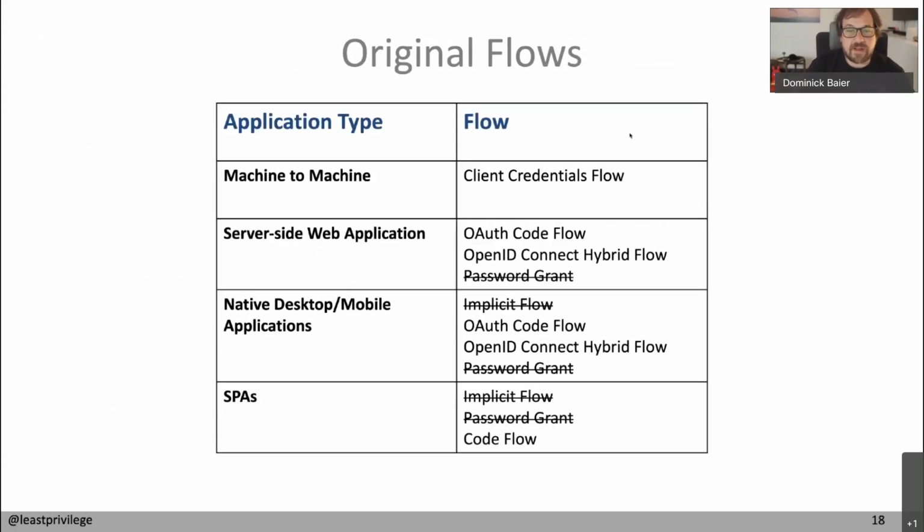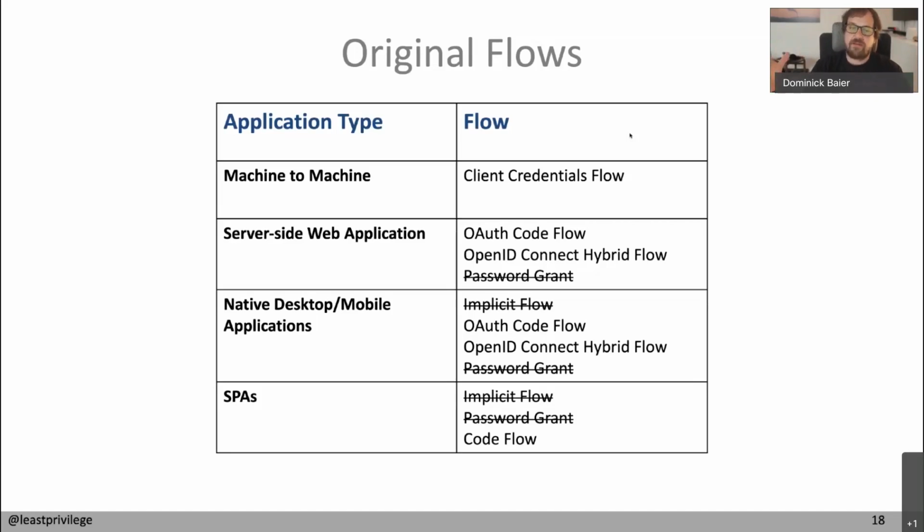Which basically is a good thing, because if you look at all of the different flows and variations we had like 1 year ago, depending on which type of application you're writing, you had many choices, right? And many choices means you have to understand the different properties of all of these choices and their advantages and disadvantages and so on, which basically became harder and harder.